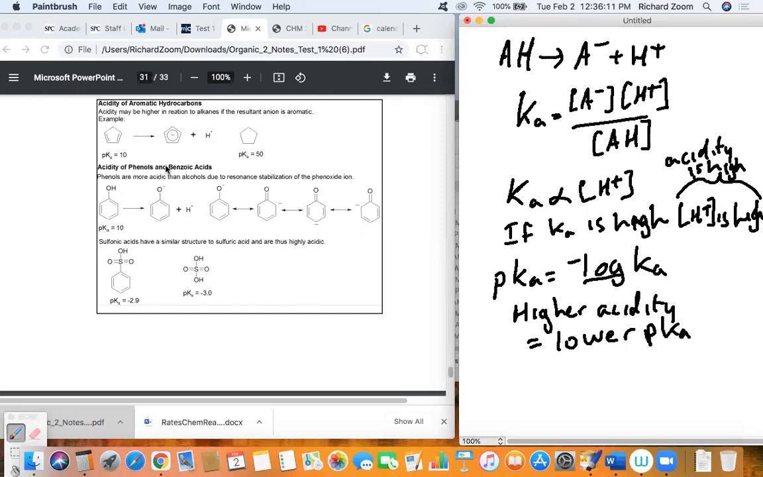But let's look back at the pKa values here. Now, when I say that one has a pKa of 10, the other one has a pKa of 50, that doesn't mean that the one that has 10 is 5 times more acidic. It means it's 10 to the power of 40 times more acidic because it's a log function here and we're talking about exponents. So 50 minus 10 is 40. So 10 to the 40th more acidic is what we get from that. Does anybody have any questions so far?